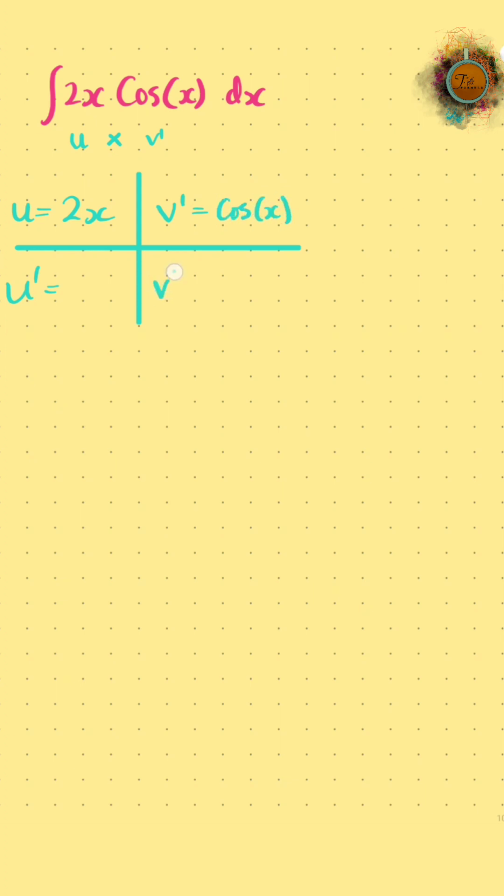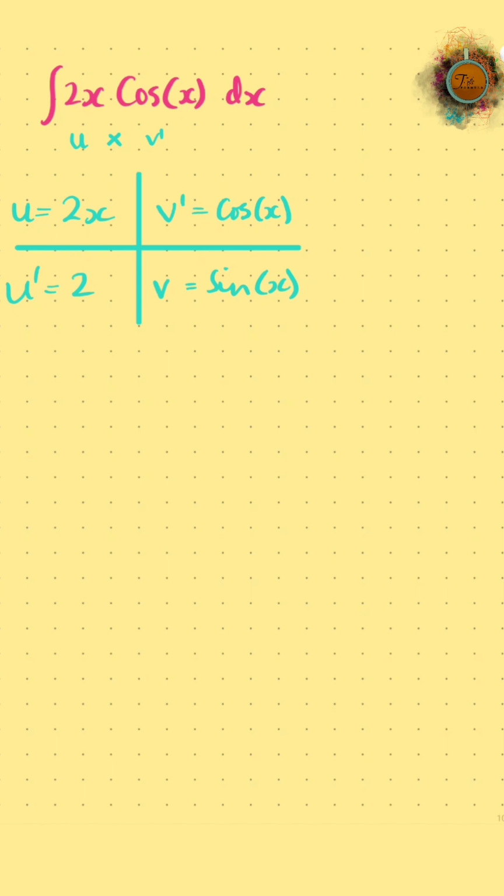That means we're going to find the antiderivative. That means integrate. So bearing in mind that moving down here, we're integrating. Cosine is going to go to sine, and differentiating here, we get 2. Okay, so we've got all the elements that we need here for our formula.